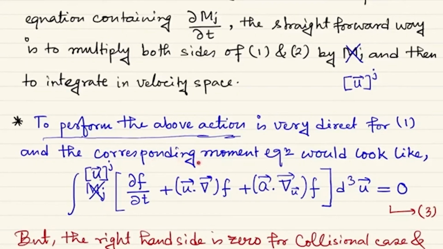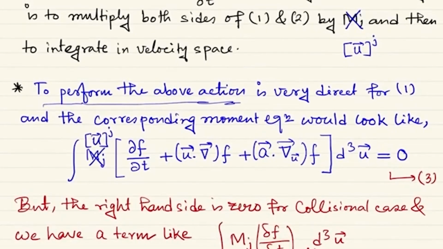Okay, and because the right hand side is 0, if you just multiply something with this, that will be 0, and then you integrate over a closed volume, that will also give you 0. The corresponding moment equation should look like simply the integration of u to the j times the total left hand side of the collisionless Boltzmann equation is equal to 0.